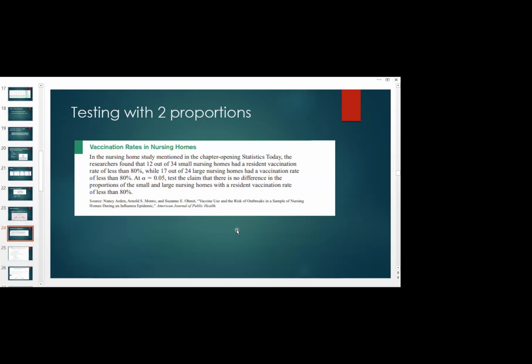Now this is another example, testing with two proportions. The scenario is, in a nursing home study, the researchers found that 12 out of 34 small nursing homes had a resident vaccination rate of less than 80%, while 17 out of 24 large nursing homes had a vaccination rate of less than 80%. At a significance level of 0.05, the test claimed that there is no difference in the proportion of small and large nursing homes with resident vaccination rate of less than 80%.